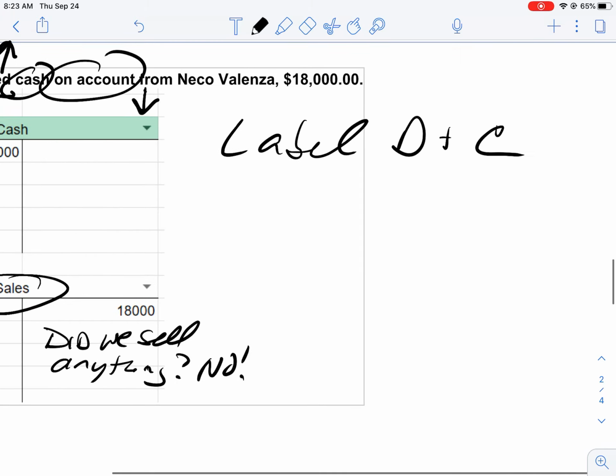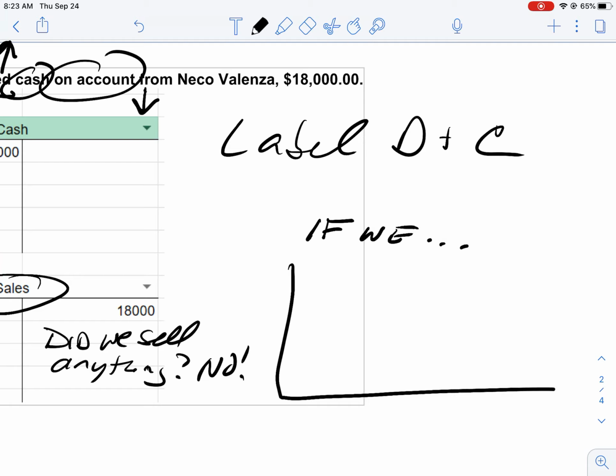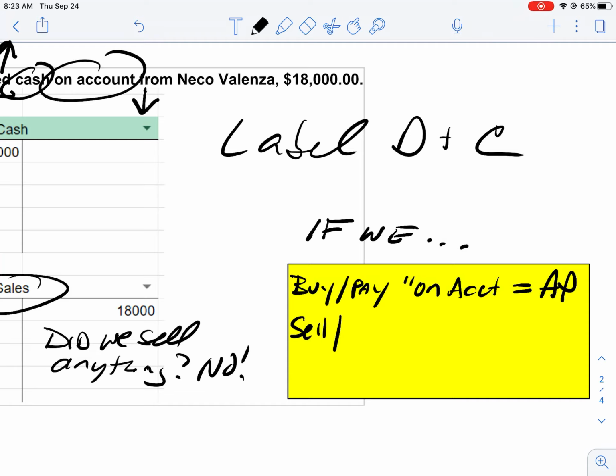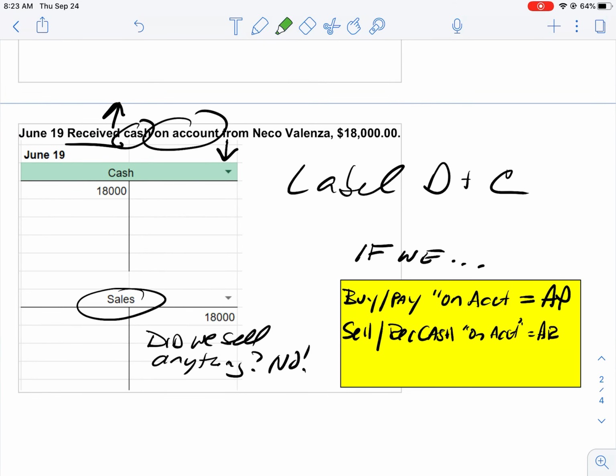And the last thing that we'll say is, let's go back to this one. Remember our fun thing. If we buy or pay on account, that's accounts payable. If we sell or receive cash on account, that's accounts receivable. So if you look at this transaction, what have we done? Well, we've received cash on account, so therefore we know what we're going to be using on there.